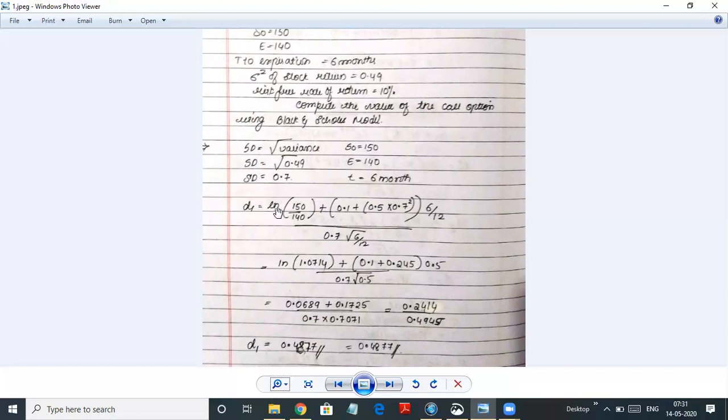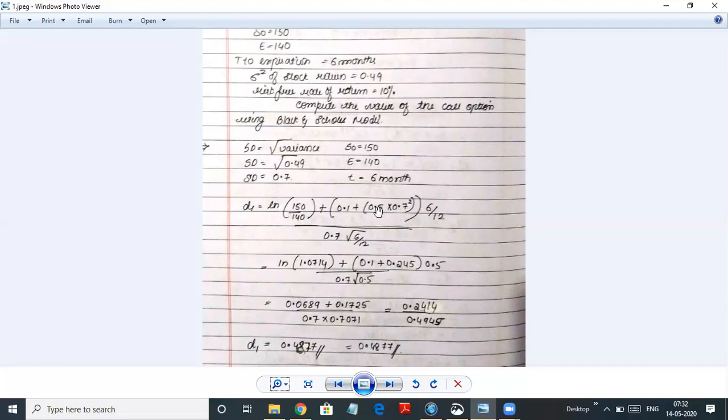D1 is equal to natural log of S naught by E. S naught is 150 divided by E, 140, plus R, the rate of interest, that is 0.1, 10%, plus 0.5 into standard deviation squared, so 0.7 squared, bracket complete, into time, that is 6 by 12. The whole divided by 0.7, that is the standard deviation, into square root of time, that is 6 by 12. So first we'll solve this. 150 divided by 140, you get 1.0714.